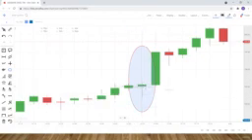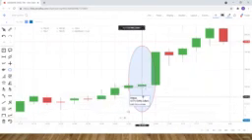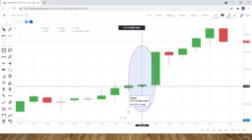The one which is in the oval. This is a 5-minute candle, which means, and you see the time of the candle, the time given, it is 14:55, which means this candle started at 14:55 and it will end at 15. That means at 2:55 p.m. This is the candle of 2:55 p.m.